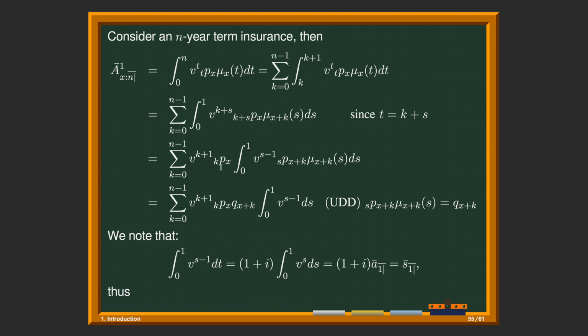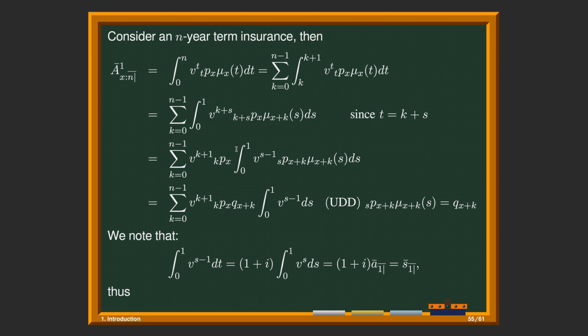And then factor out kpx because it's independent of the variable of the integral, which is s. Okay? And then, another thing is to break up v to the k plus s as a product of v to the k plus 1 with v to the s minus 1. And again, v to the k plus 1 is independent of s, so we can factor it out. So we end up with this equivalent form of the previous expression.